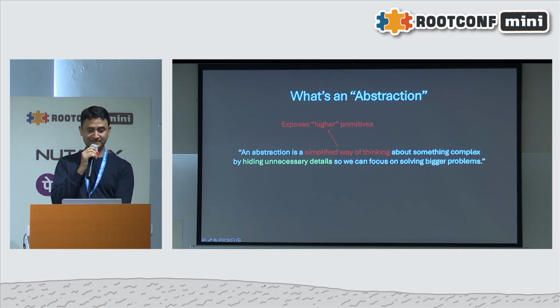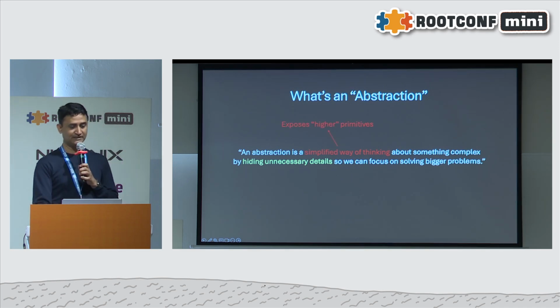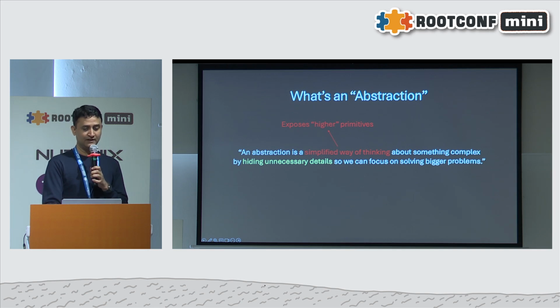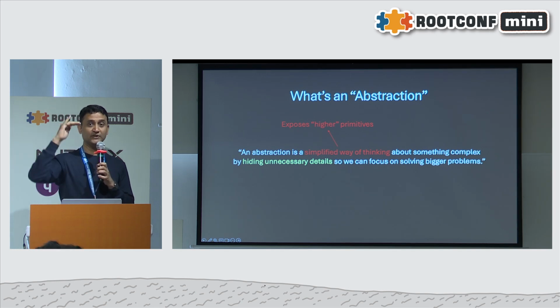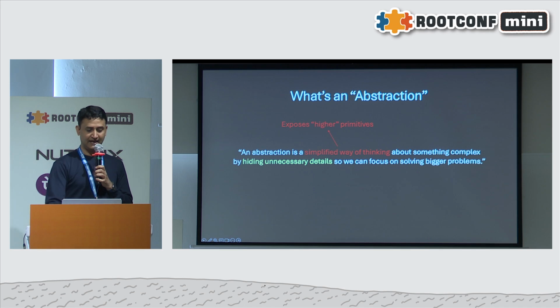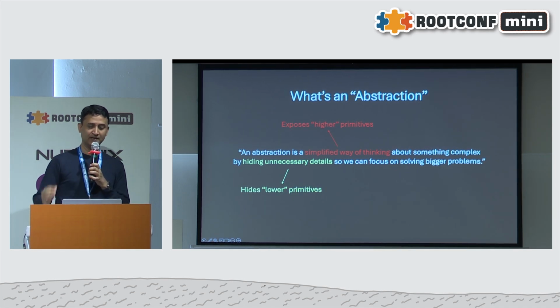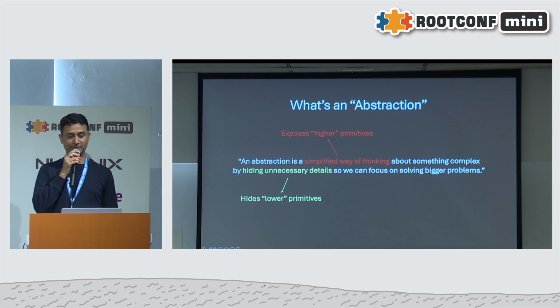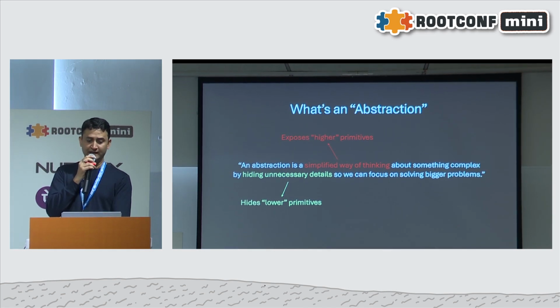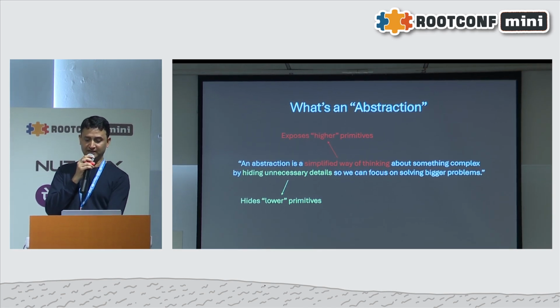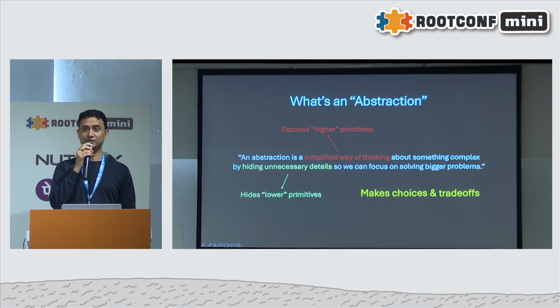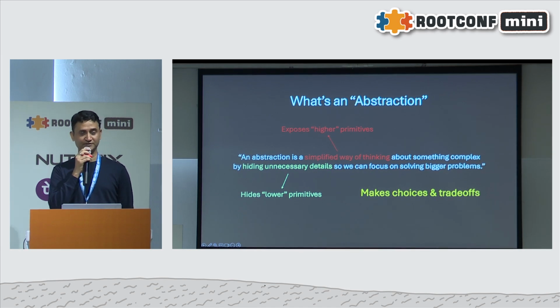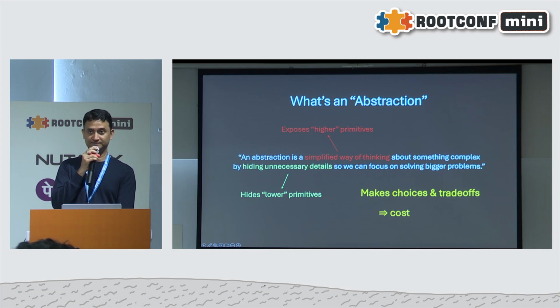There is exposing the higher primitive, which is about giving us the ability to reason at a higher plane. And there is a hiding of the lower primitive, so that we are not distracted by the details. As a natural consequence of this hiding part, abstractions make choices and trade-offs, which naturally means there's a cost.